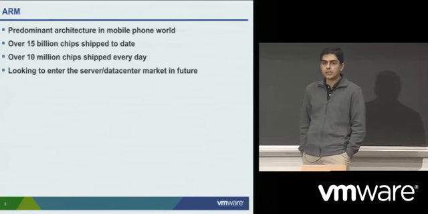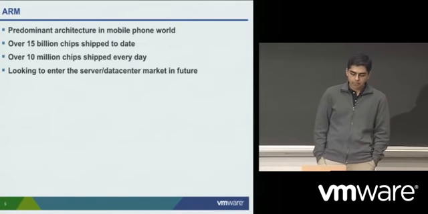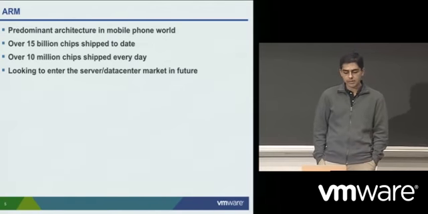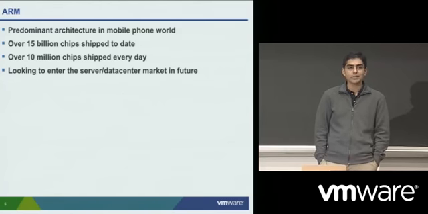So having talked about the use case, ARM is pretty much the predominant architecture in the mobile phone world. Intel would like to change that in the near future, I guess. Over 15 billion chips have shipped to date, and 10 million ARM chips are shipped every day. This includes all kinds of embedded systems, not just smartphones in particular.